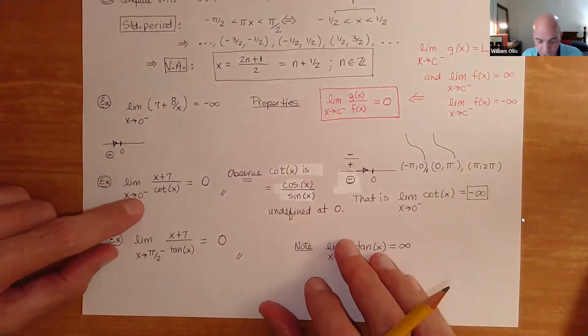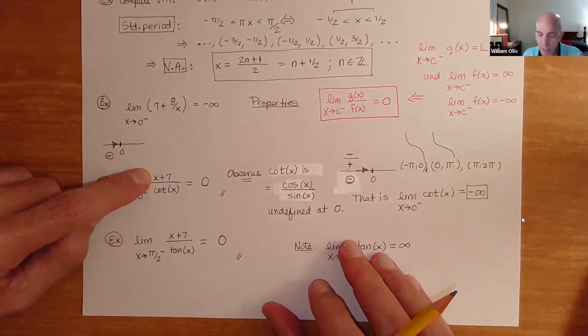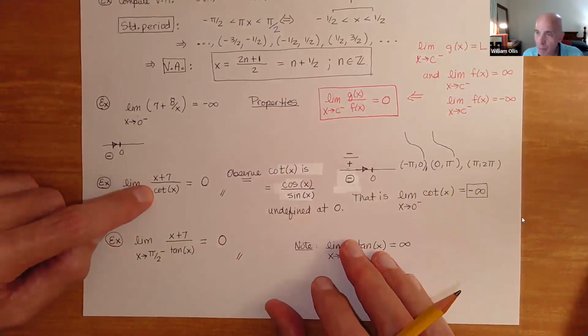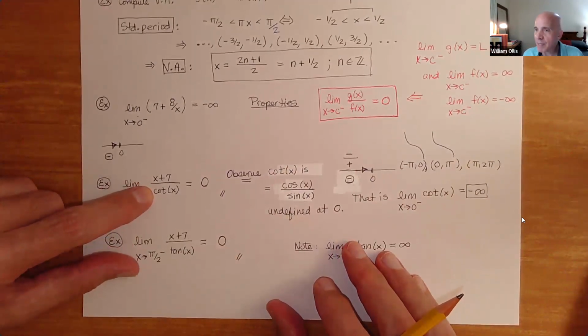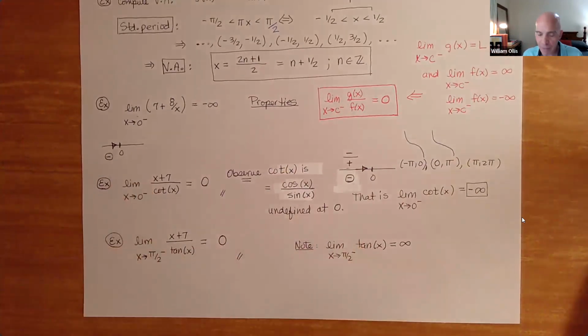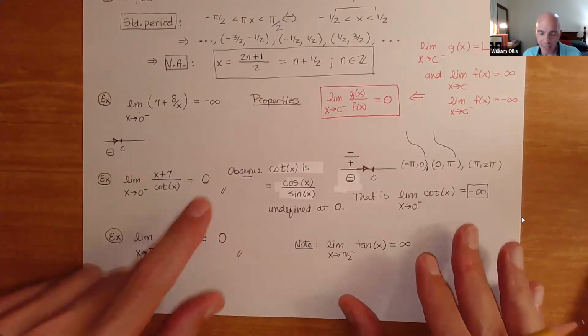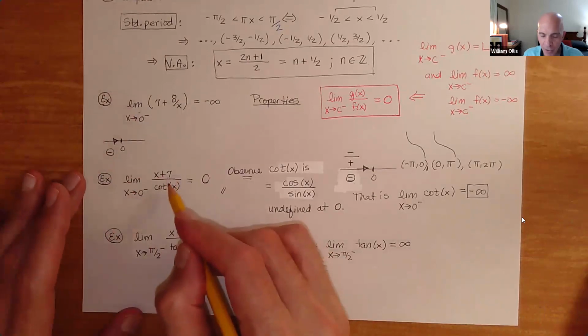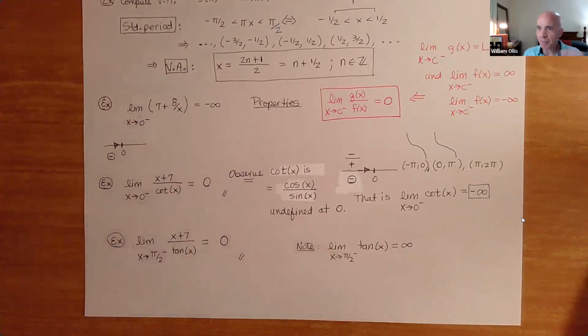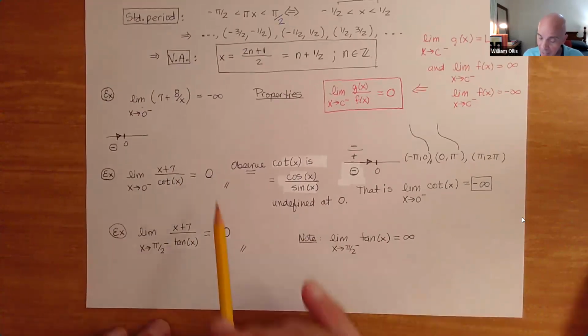Basically, as x approaches 0, the limit of the numerator is 7, and the denominator has limit negative infinity. So boom, we're done. This answer is 0. And again, you don't write anything here like we did before. We're just looking at the fact that these are properties of unbounded functions, of infinite limits. So again, we get a 0.